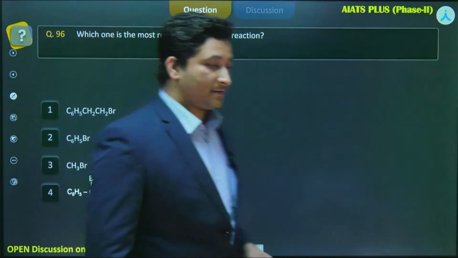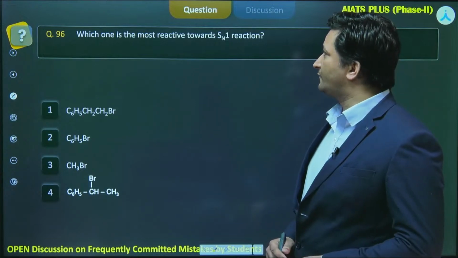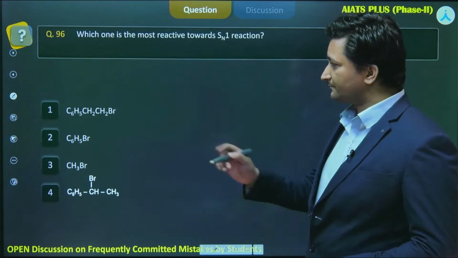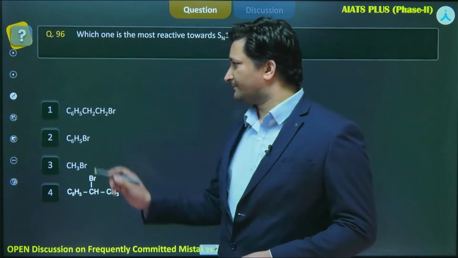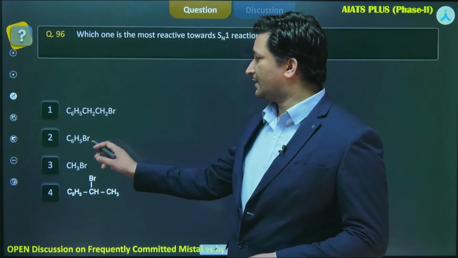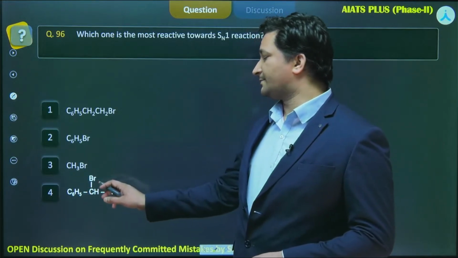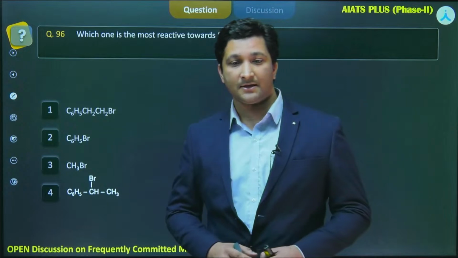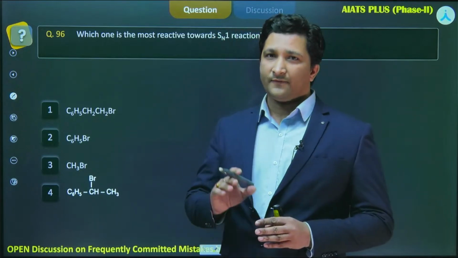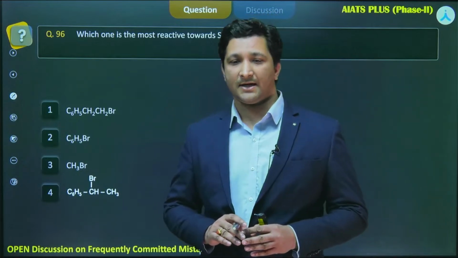Now, this first question is, which one is the most reactive towards SN1 reaction? We have four options here: C6H5CH2Br, C6H5Br, CH3Br, then C6H5CH3. But to solve these questions, first of all, we have to understand the mechanism for the SN1 reaction.